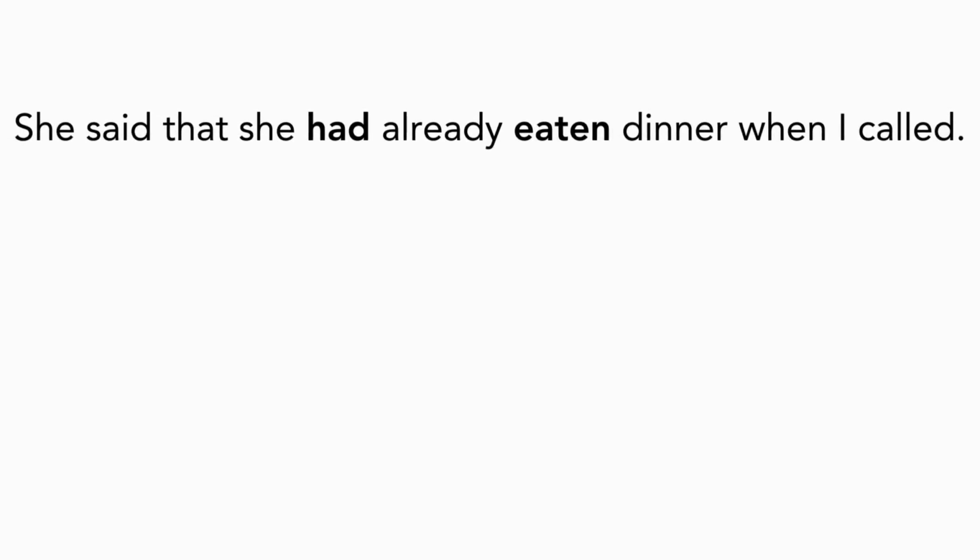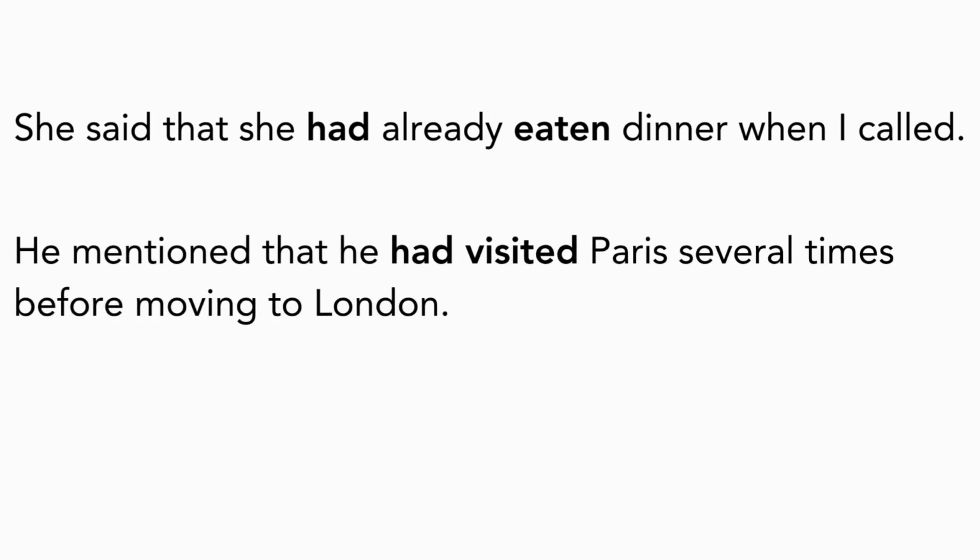Here are some examples. She said that she had already eaten dinner when I called. In this sentence, the action of eating dinner, had already eaten, happened before the time of the call, when I called. He mentioned that he had visited Paris several times before moving to London. Here, the action of visiting Paris, had visited, occurred before the action of moving to London.